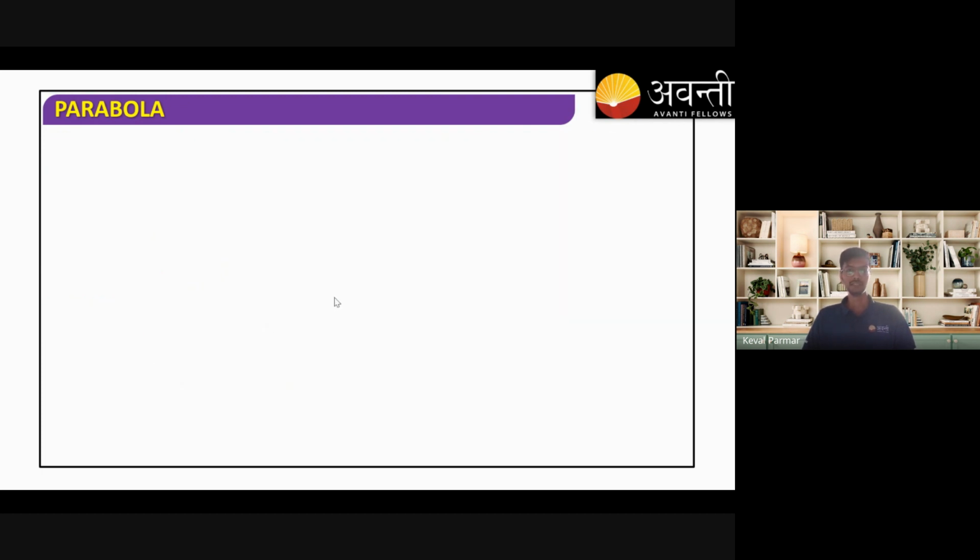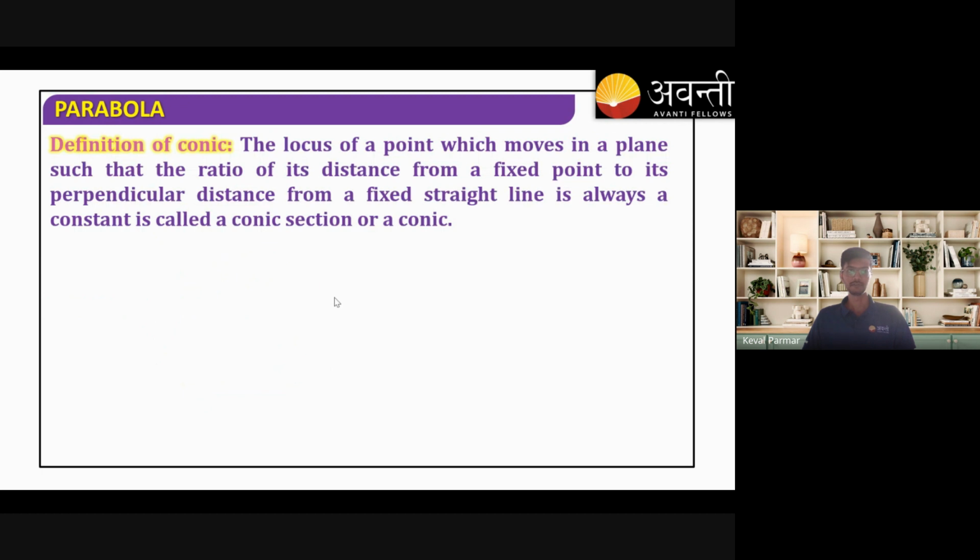So let's see what we have next. Definition. Definition is very important because from the definition only we'll be able to get a grasp of how to mathematically get the conic section. So it is a locus of a point.